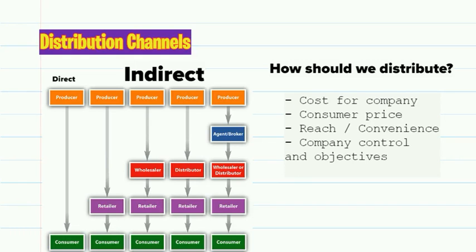Finally, you might want to retain control of the distribution. So, for example, if you want to control the kind of service that the consumers get, doing it through indirect intermediaries might not be the best. So companies have to think about all of these factors. If I don't sell to them directly, then that creates a few problems for me. But if I do that, I increase my costs.